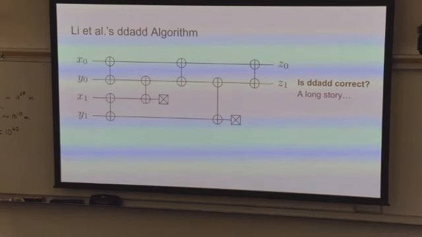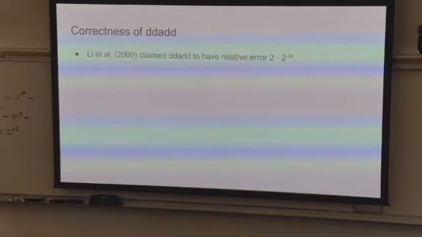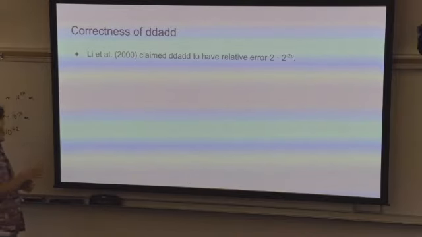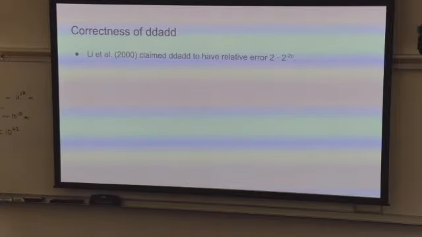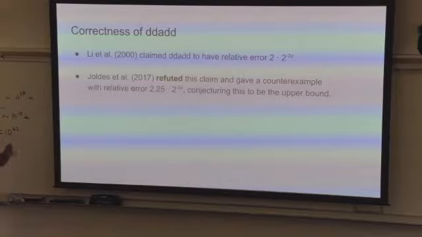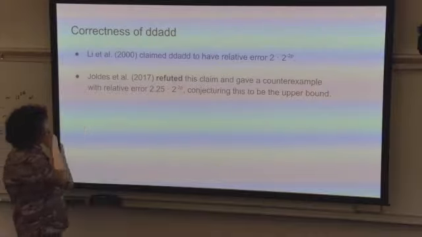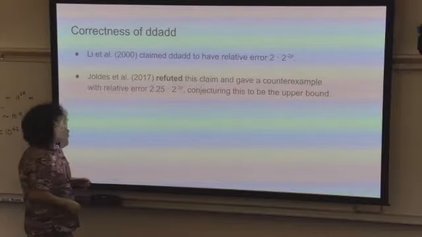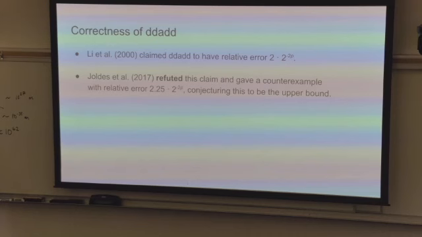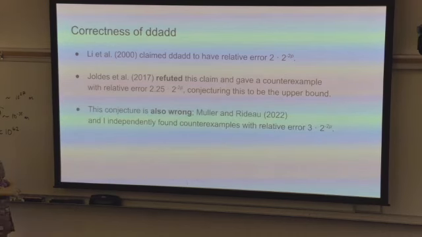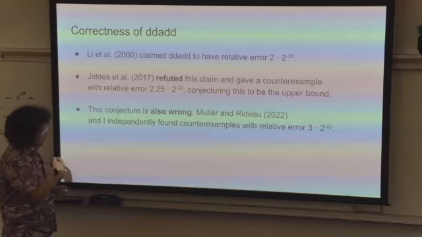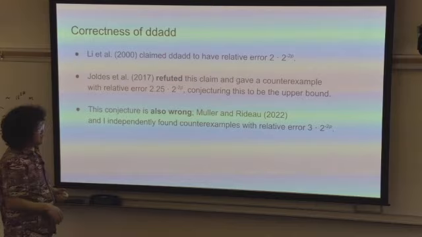And you may ask, okay, is that enough of a correction to get the correct behavior? Well, again, this is a weirdly long story. So in the original paper, they claimed that DDAdd has relative error 2 times the machine epsilon, right? So 2 times epsilon squared, I should say, since we're getting double the effective precision using a double length expansion. But in fact, it turned out that this claim was wrong. About 17 years later, some other folks refuted this claim and gave a counterexample, relative error 2.25 times epsilon squared. And they conjectured that this was the true upper bound, when in fact that was also wrong. Some other folks, and I independently, found an even better counterexample with relative error 3 epsilon squared.